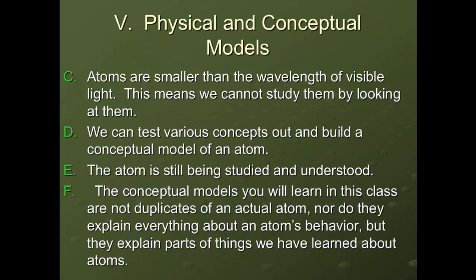So your atoms are smaller than the wavelength of visible light. What that means is if you try to look at an atom, you can't see it because it's smaller than what we use to see things with. But we can test out concepts about them and build conceptual models of what we discover. The atom is still being studied and understood. We've figured out a lot of it, but not all of it. There are things that the particles do that we still don't understand.